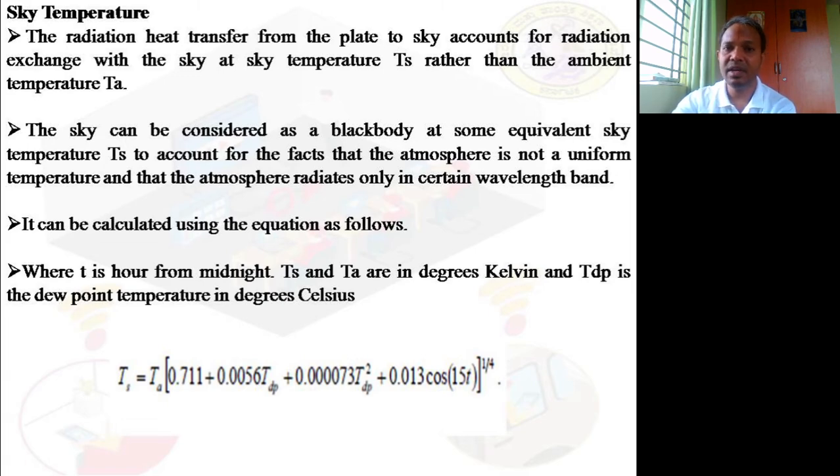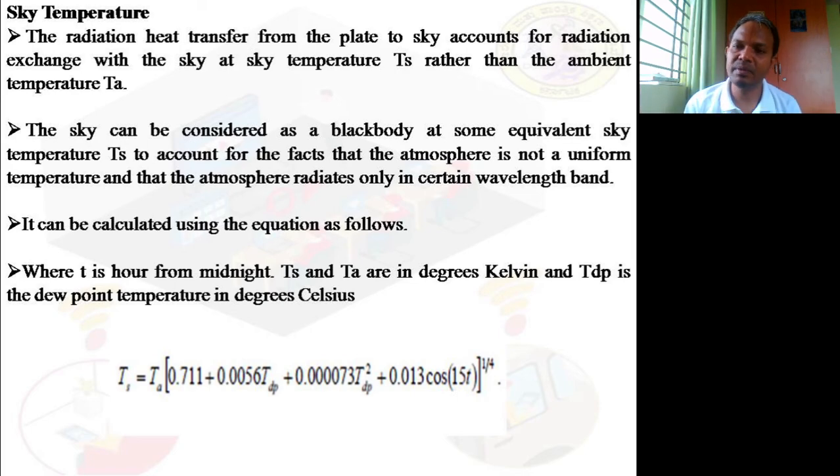The radiation heat transfer from the plate to the sky accounts for radiation exchange with the sky at sky temperature. Is that clear? Now it is Ts rather than the ambient temperature Ta. Ta is the ambient temperature. If you consider a solar collector, the air surrounding it we always consider as the surrounding temperature. If I am inside the room, I always consider this as my surrounding temperature. I am not bothered what is happening in space.